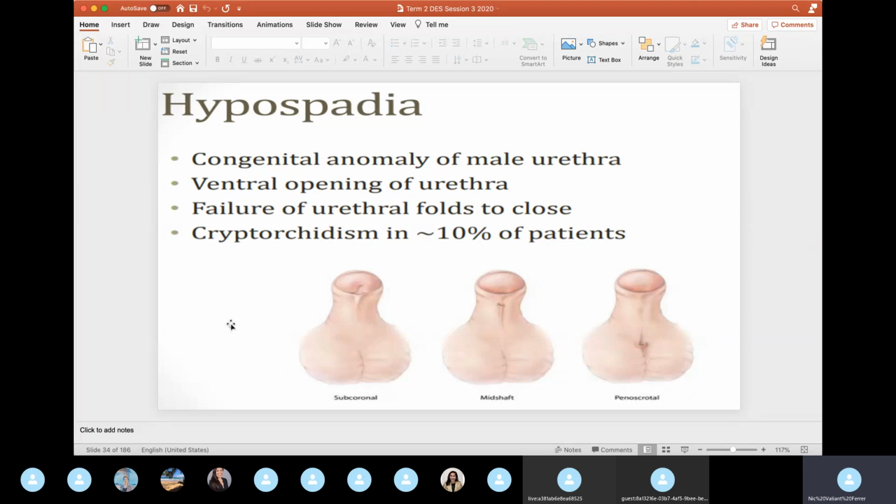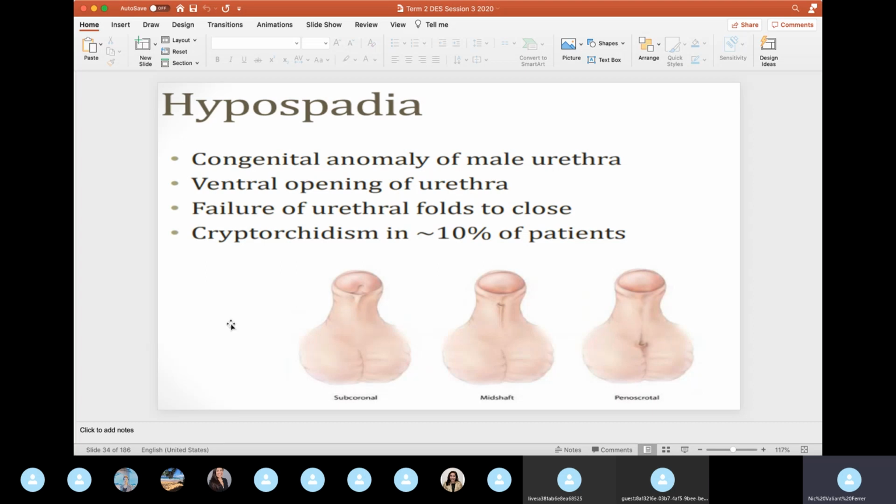How about hypospadias? Hypospadias. This is congenital anomaly of your male urethra. Where is the opening? Dorsal or ventral? Ventral opening of the urethra. What's the embryological defect? High yield, failure of urethral folds to close. Sometimes this accompanies cryptorchidism or undescended testes in 10% of patients.